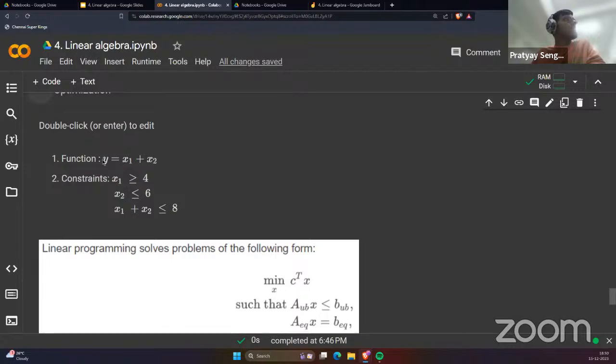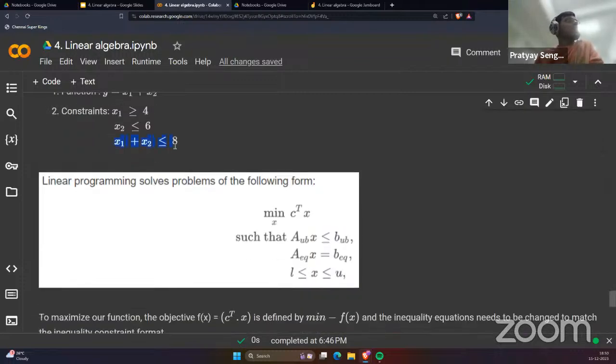So we have a function of x and y, consider that as a cost, and each of them has a constraint. So x has to be more than 4, and x2 cannot be more than 6, and another cannot be more than 8. So this is basically a mathematical representation: given a matrix C, C transpose X is to be minimized or maximized, depending on your requirement, and there will be certain constraints.